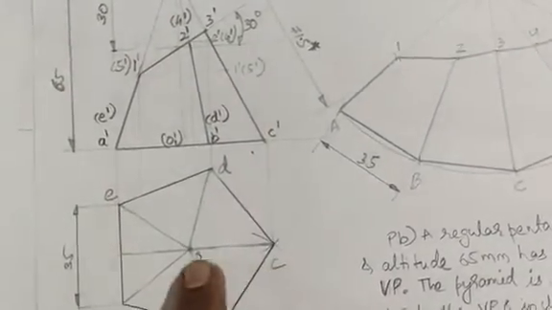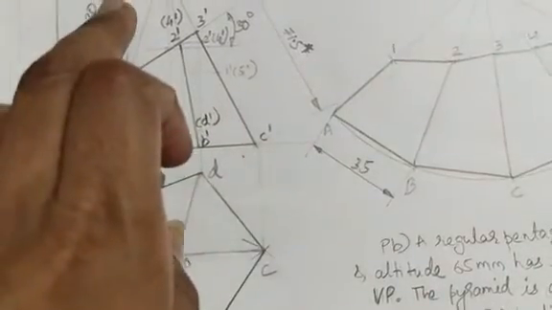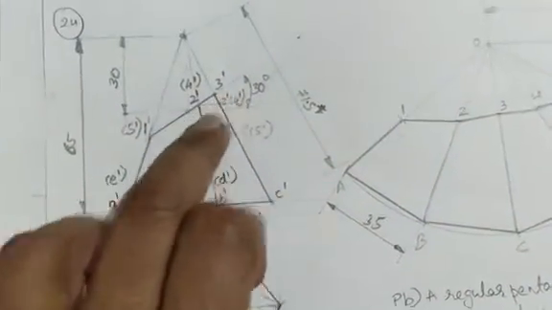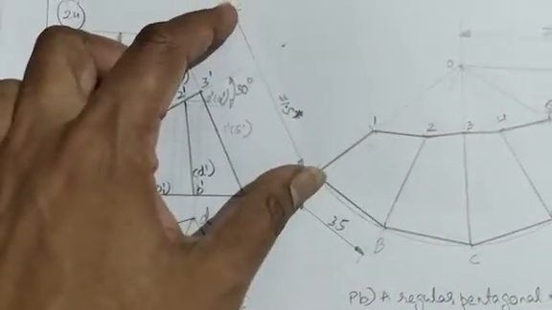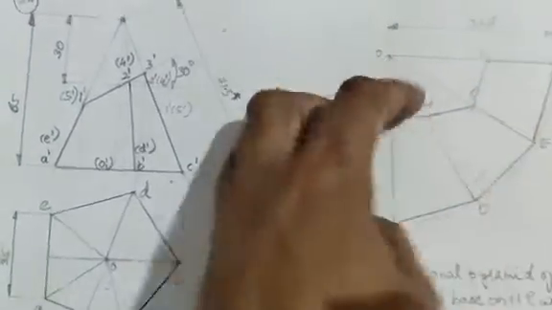OC is parallel to the xy line or vertical plane. So this is in true length. So this much length I can take and I can draw an arc.